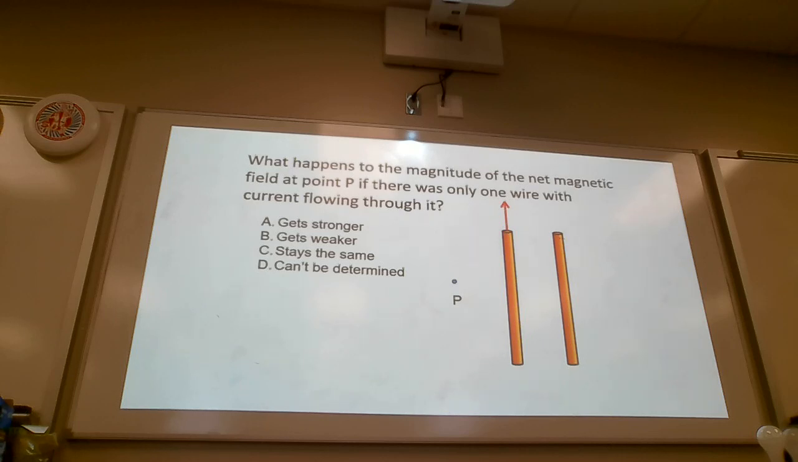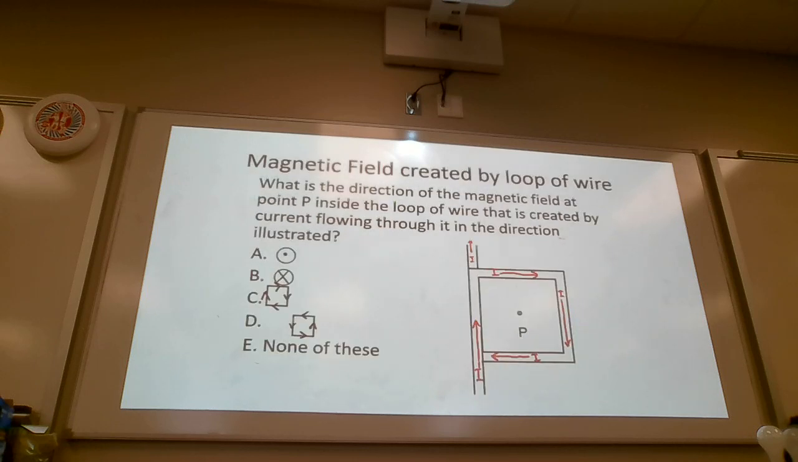What's the unit? Tesla. We'll get there. Pre-quiz tonight. Okay. On this question, my recommendation would be to look at each side.